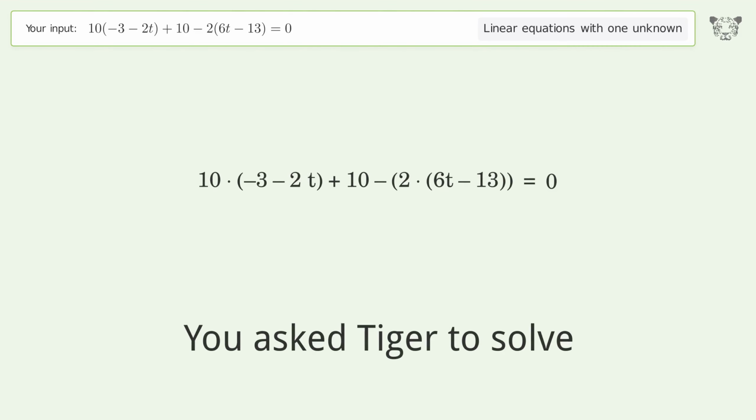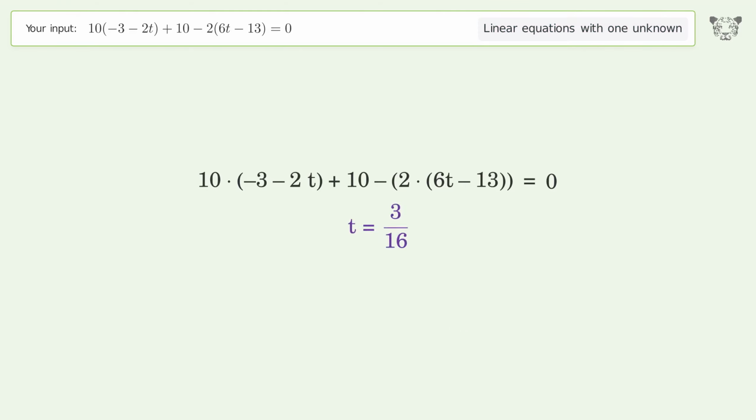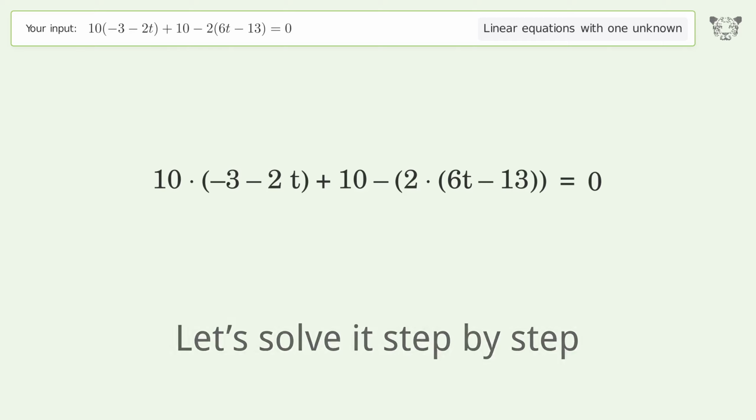You ask Tiger to solve. This deals with linear equations with one unknown. The final result is t equals 3/16. Let's solve it step by step.